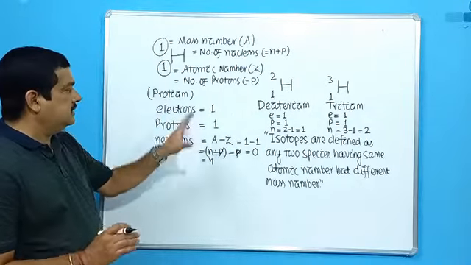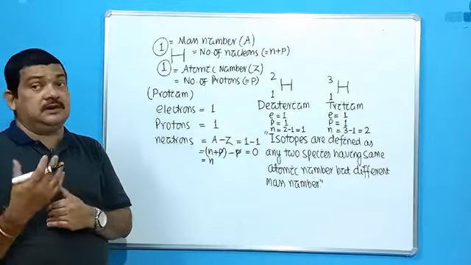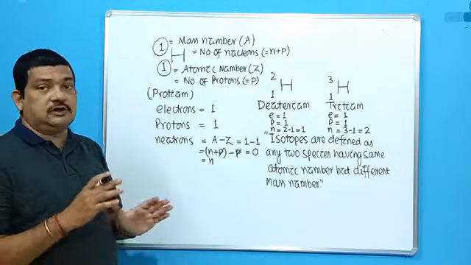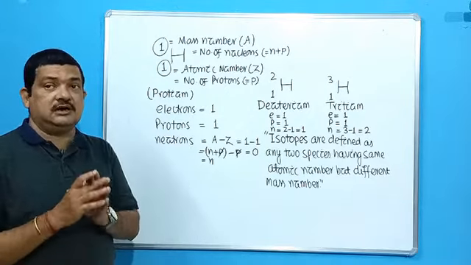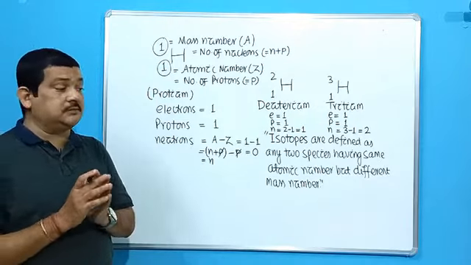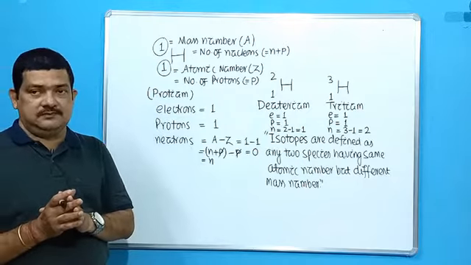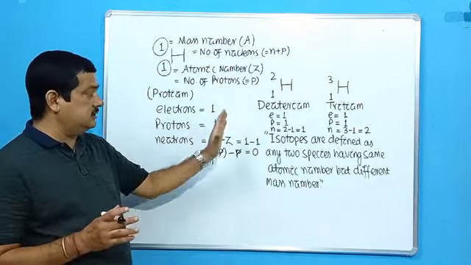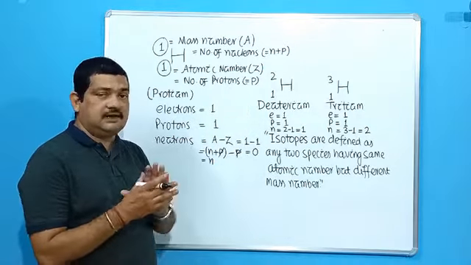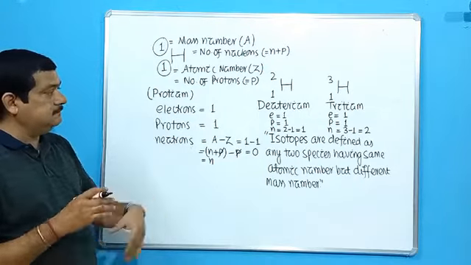So if you look here, these three have the same number of electrons and protons but different numbers of neutrons. That means it is clear that isotopes arise only due to a change in the number of neutrons. So the cause of isotopes is the change in number of neutrons. It is clear from this data. So this is all about your isotopes, its definition.